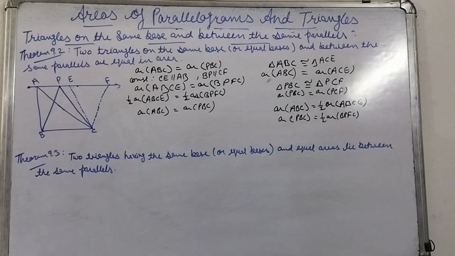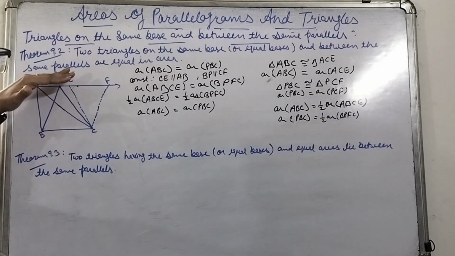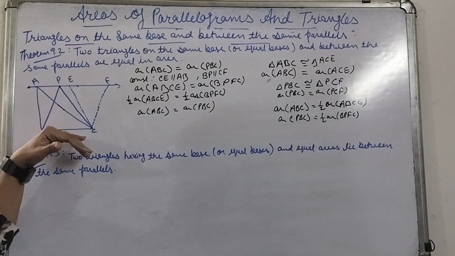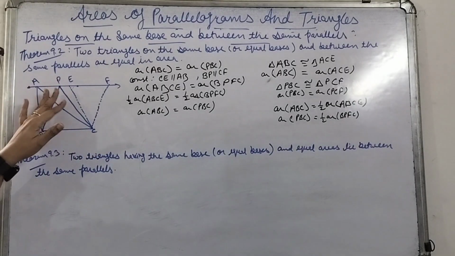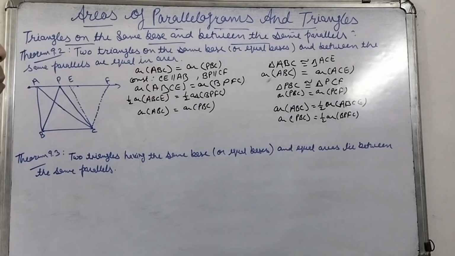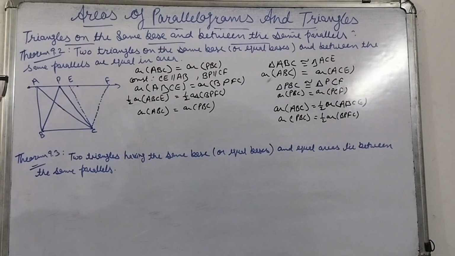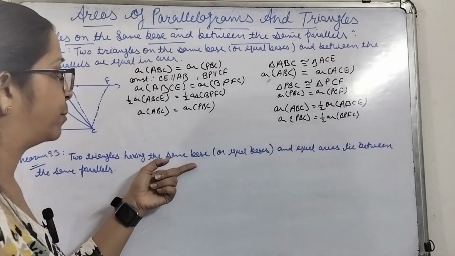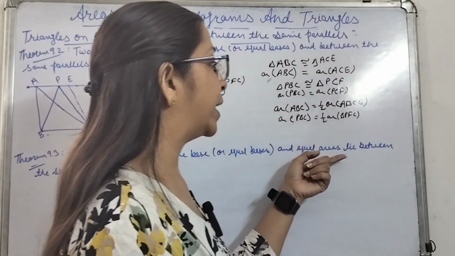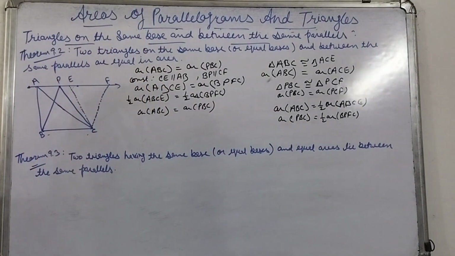So one more thing we can say. Over here it is written that if there are two triangles on the same base and between the same parallels, then their areas are equal. Now if there are two triangles on the same base and whose areas are equal, then we will say that these two triangles are between the same parallels also. See, this is your theorem number 9.3, that if there are two triangles having the same base, meaning equal bases, and equal areas also, then they will be lying between the same parallels.